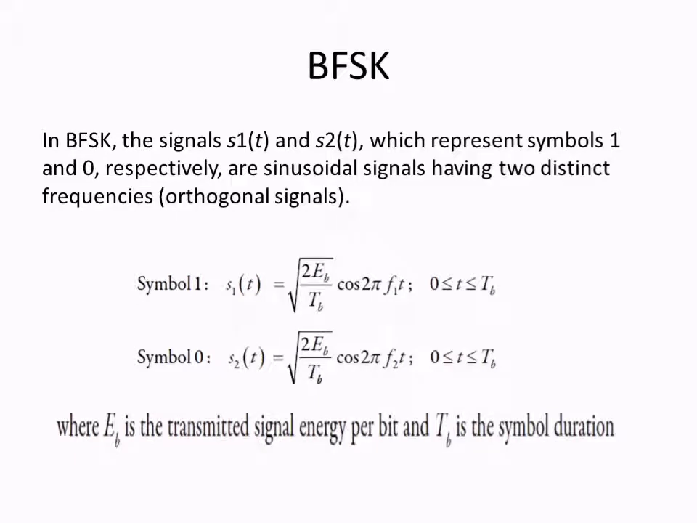So in BFSK we have two symbols, right? 1 and 0. That is represented by signals S1(t) and S2(t). Okay, that is given here. S1(t) is equal to root of 2EB by TB cos 2 pi F1t, as well as S2(t) is equal to root of 2EB by TB cos 2 pi F2t. Each signal is of duration TB, and EB is the transmitted signal energy per bit.